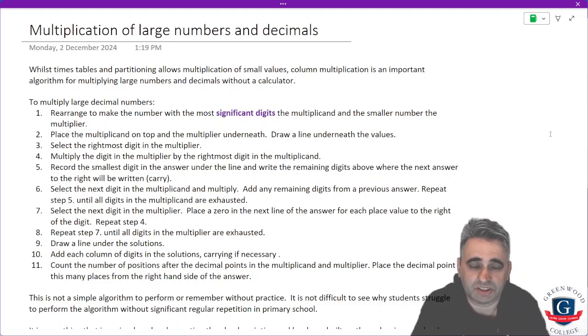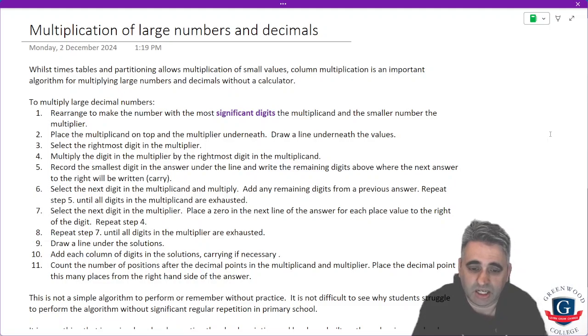Multiplication of large numbers and decimals using column multiplication. It's an important algorithm that everyone should be able to do. Definitely people will judge you if you can't do it. And it's something that many students come out of primary school not being able to do.